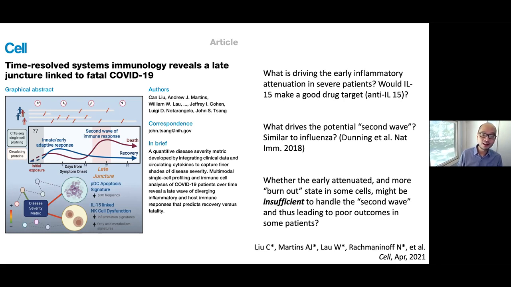And in fact, the second wave phenomenon has also been reported by Dunning and colleagues earlier in severe influenza patients, except that the timing was shifted maybe a week earlier. There they saw that around days 10 to 13, they start to see this kind of behavior. And so, yeah, these are some of the questions.